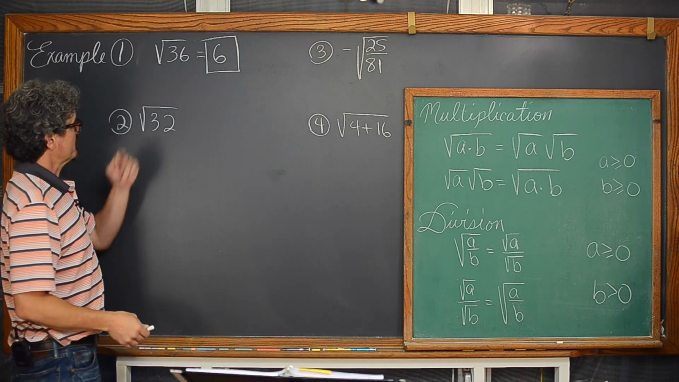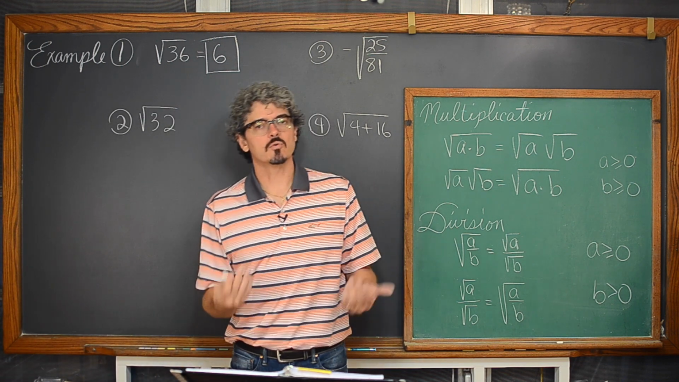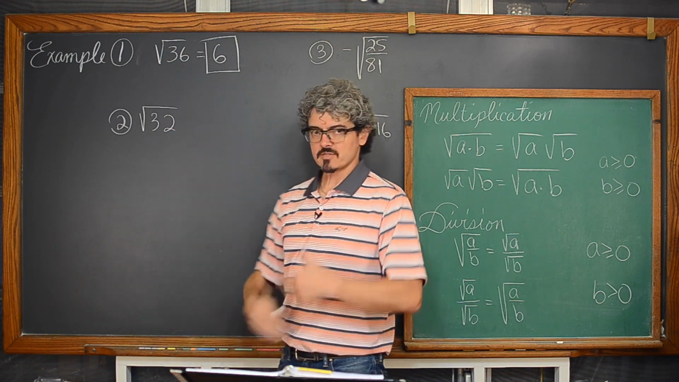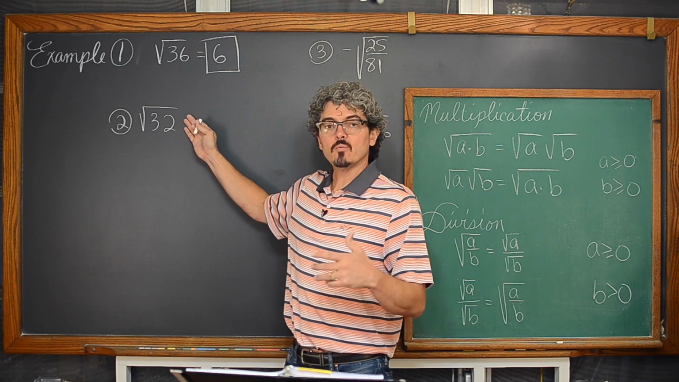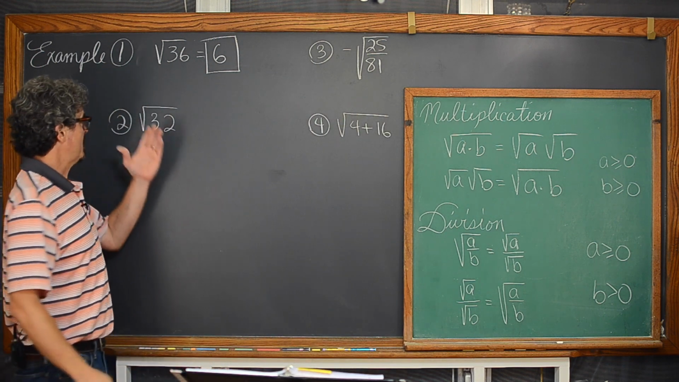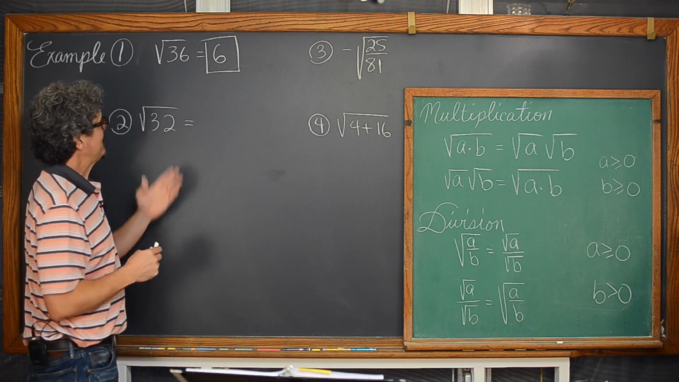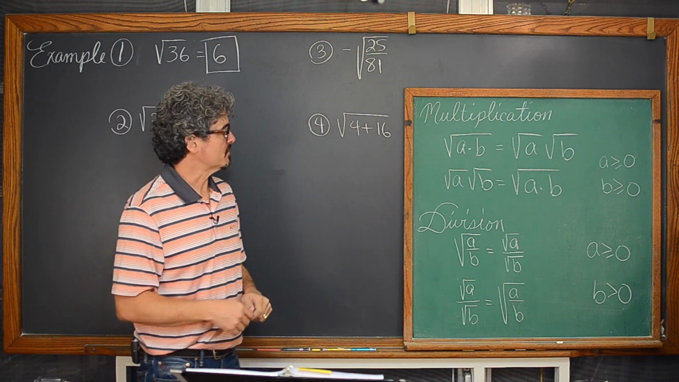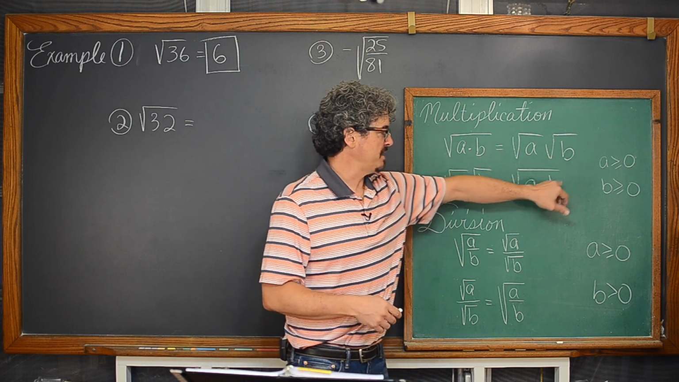Example 2, we have the square root of 32. Well, 2 squared is 4, 3 squared is 9, 4 squared is 16, 5 squared is 25, and 6 squared is 36. If we know our perfect squares, then we know that there's no integer that we can square and get an answer of 32. So either this is our answer, or we're going to be able to simplify this numerical expression, which means: can we find, using this property of multiplication for radicals, the square root of a times b is equal to the square root of a times the square root of b.